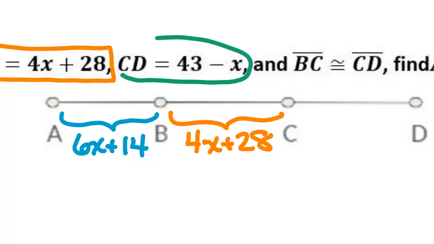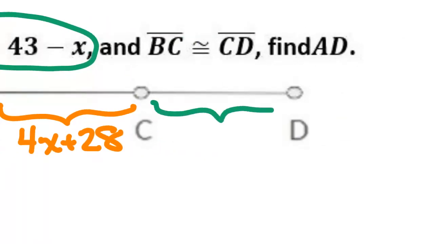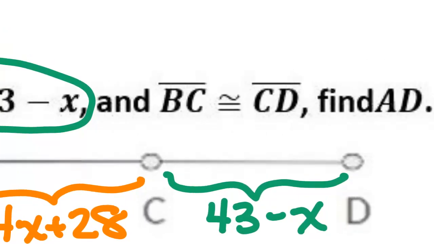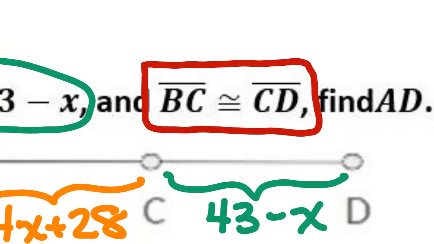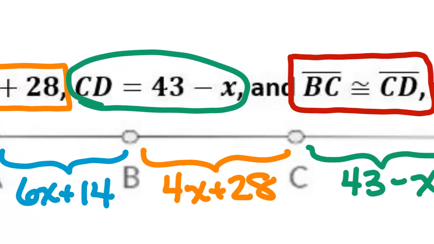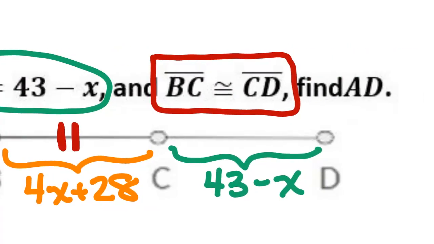CD is 43 minus x, so right here, 43 minus x. Then what do they give us? They give us a congruence statement. Which pieces are they saying are the same size? BC, this one right here, and CD, this one right here. I'm going to change it up and put 3 marks on them just so that it's different than the last problem, because I want to make sure that before we get to the test, we understand it's okay for them to have 1 marking or 2 markings or 3 markings or whatever works.